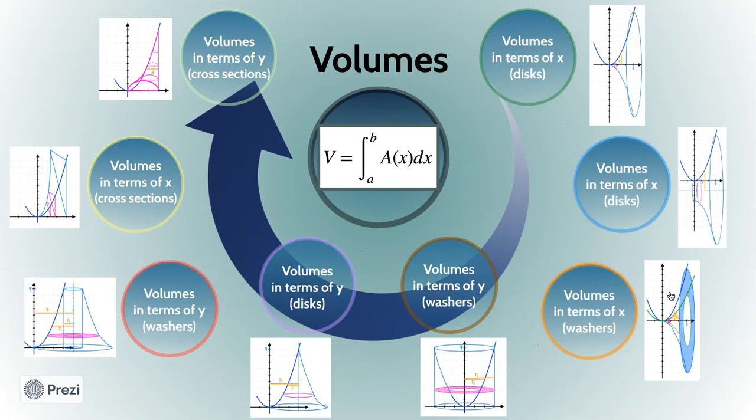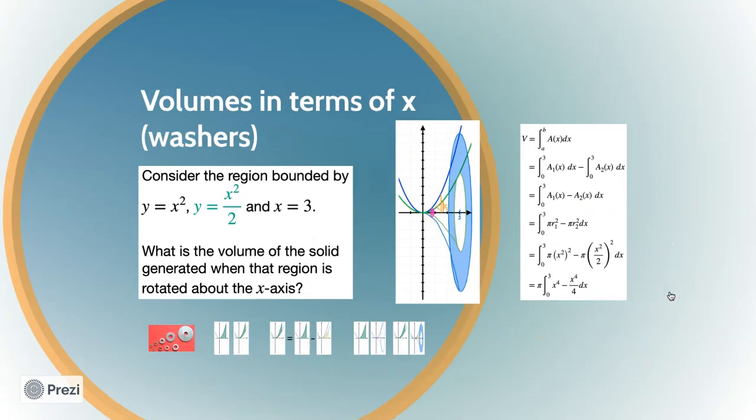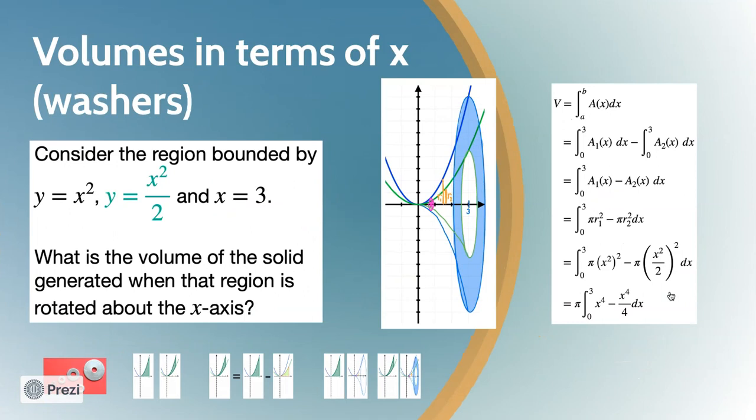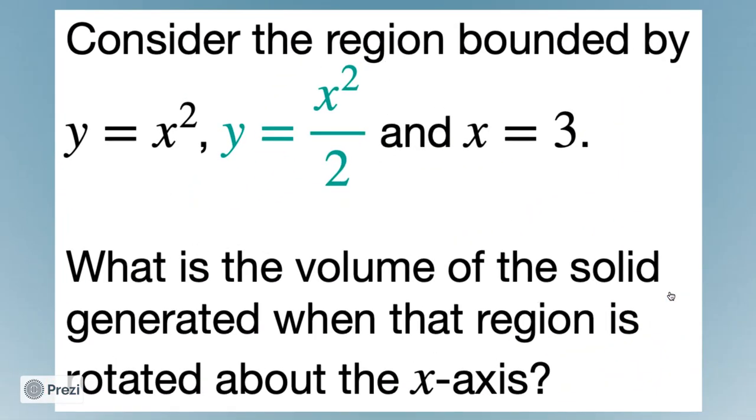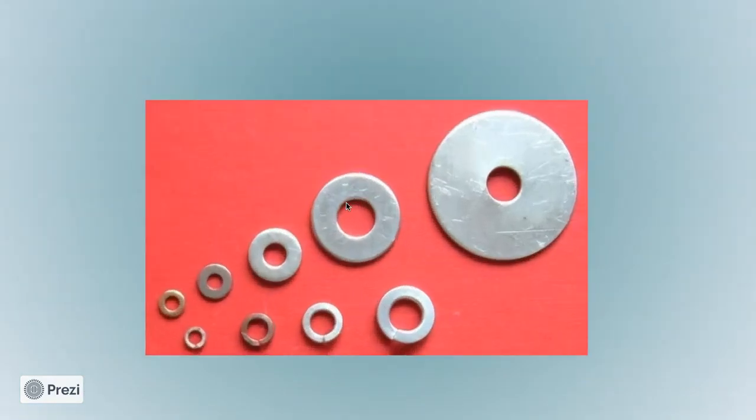The next example we are going to see is not with disks anymore, but with washers. It's still volumes in terms of x, but with washers. Consider the region bounded by y equals x squared, y equals x squared over 2, and x equals 3. What is the volume of the solid generated when that region is rotated about the x-axis? So what's changed here is that instead of having the x-axis as the bottom boundary, we have another function, y equals x squared over 2.